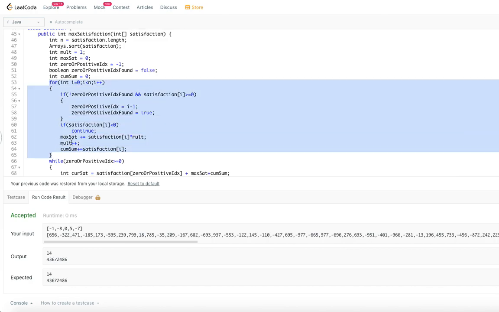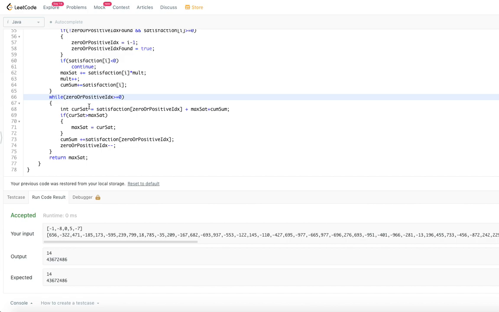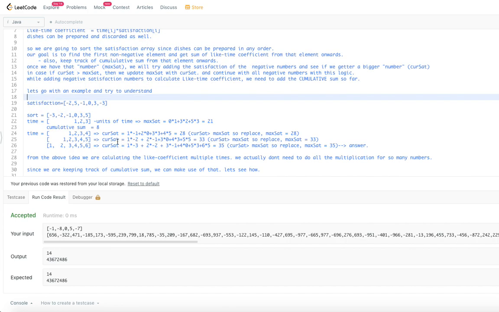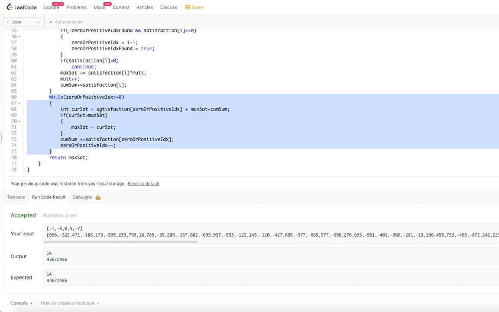Once we are out of this, we enter this while loop. In this while loop we check if there is a negative number. If there is no negative number, we don't care; whatever the max satisfaction is, we just return. But if there are negative numbers, we will try to add, just like in our example. Even though there are negative numbers, we try adding and still manage a higher satisfaction rate. So we are going to do this while loop for the negative numbers.